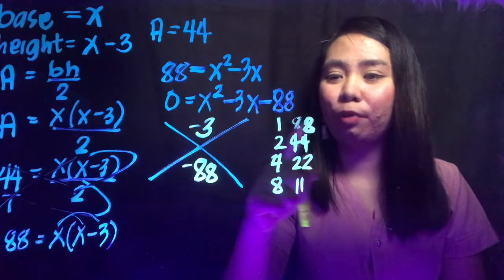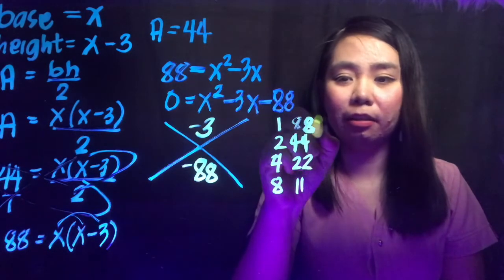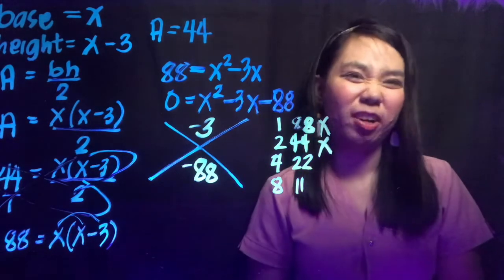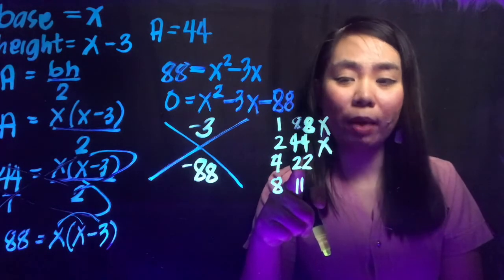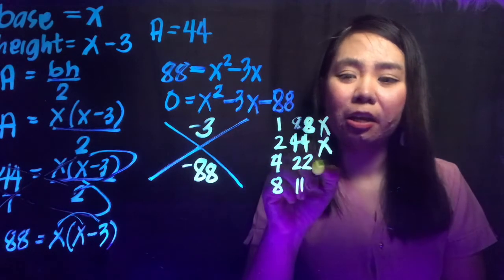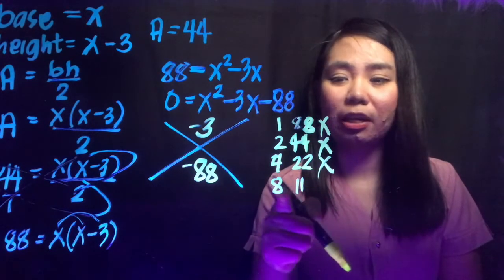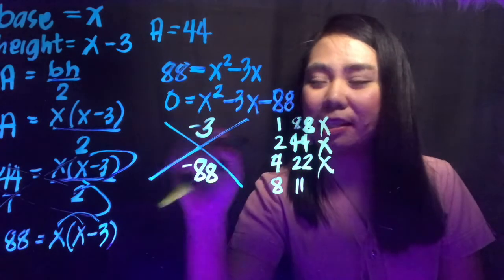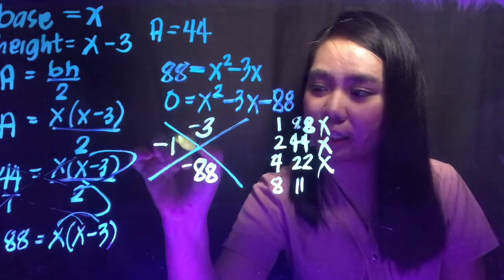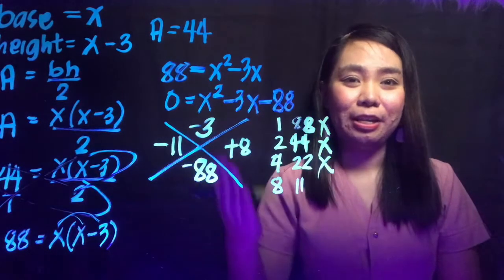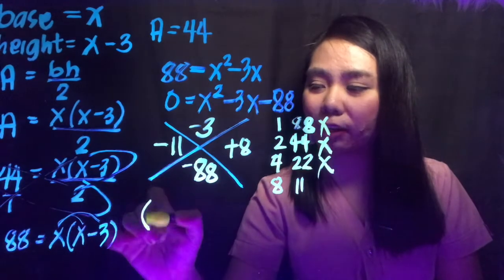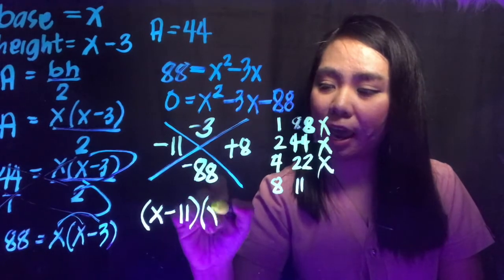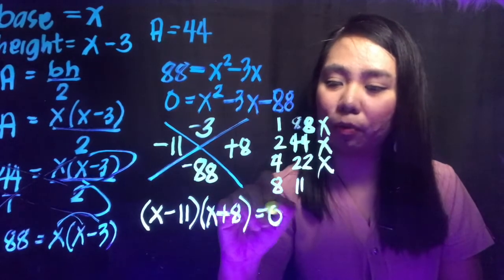So let's start. If we add, it's 89. If we subtract, 87. Wow. 2 plus 44, 46. When you subtract, it's 42. Wrong again. 4 plus 22 is 26. But if we subtract, it's 18. So again, it's wrong. What about this? If we add, we have 19. But if we subtract, we have 3. But since this is negative 3, I will make that 11 negative and your 8 positive. So after writing it down, we can now have the factors as x minus 11. So we simply copy that and put it there. And then x plus 8, which is equal to 0.